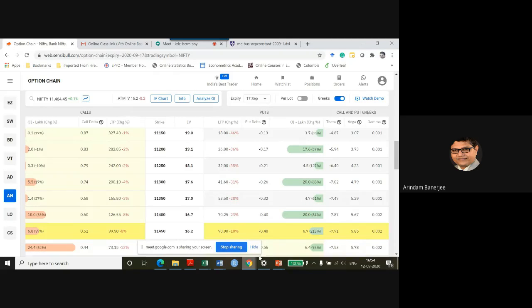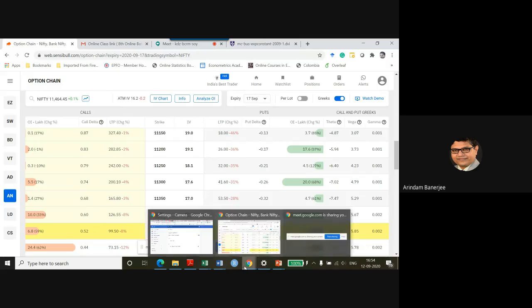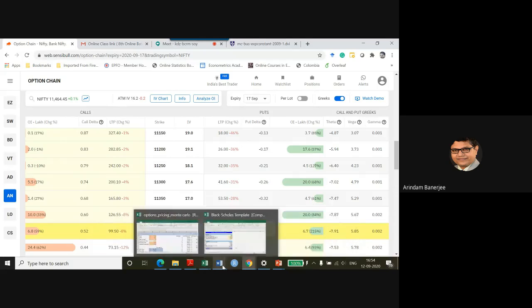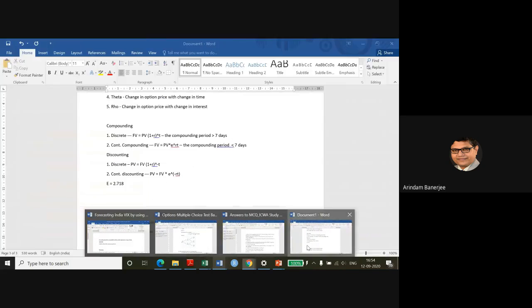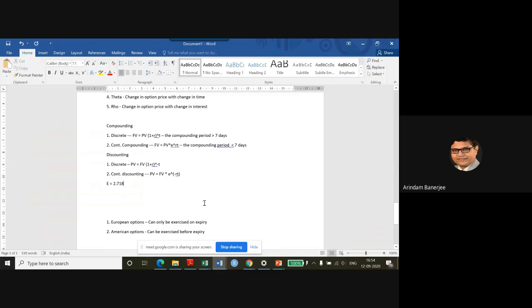Now, there is another, this is not actually a model, but a method of calculation, which is called the Monte Carlo simulation.